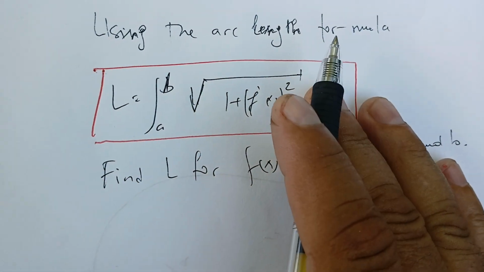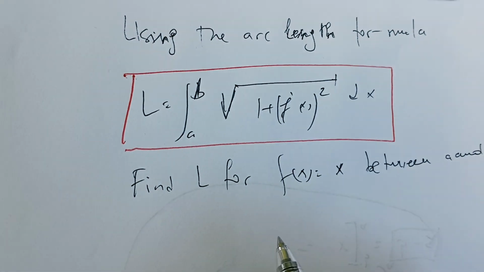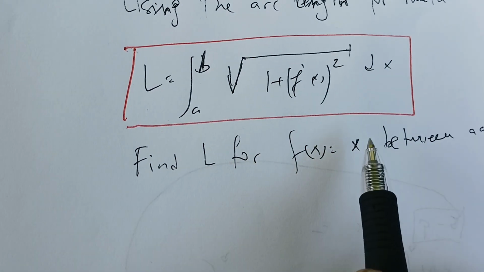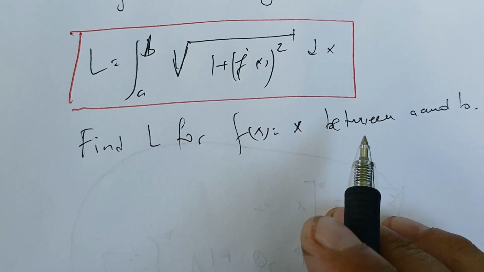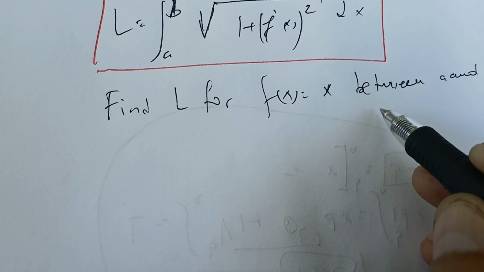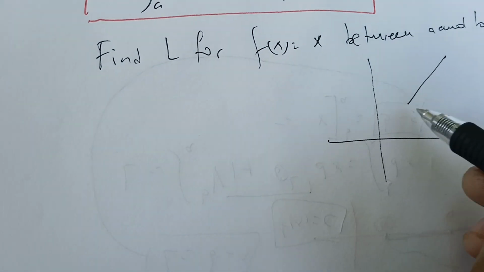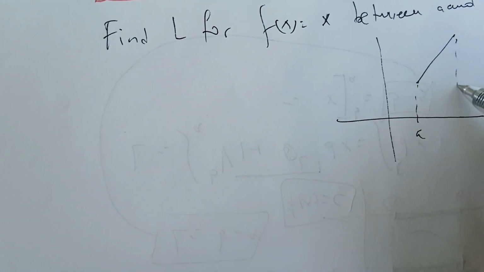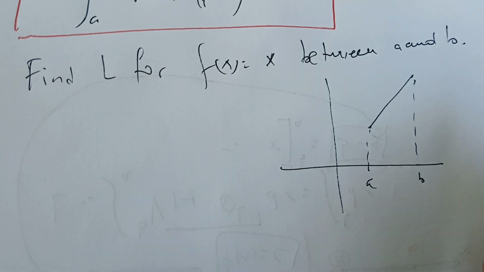Now we're going to see how we can use the arc length formula to find the length of this function f, which is equal to x between a and b. We can graph this function here, and since we're learning, let's say this is between a and b. This is our function. f of x is just x between a and b.